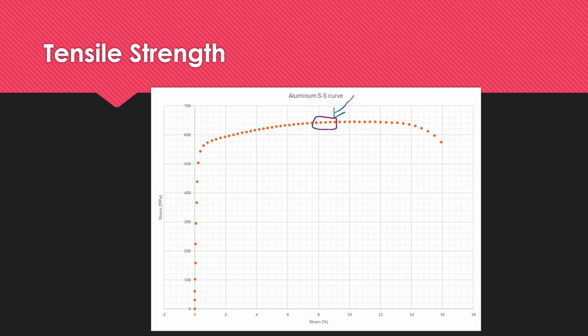Is the highest point of stress that the material endures. At this point, necking starts to occur. Necking is where an area of the cross-section starts to decrease until it fractures. The tensile strength can be found at the peak of the stress strain curve, which is right here circled.